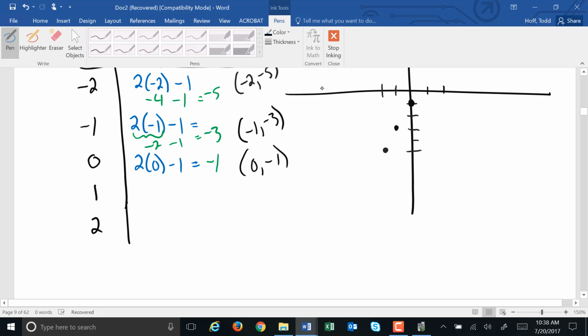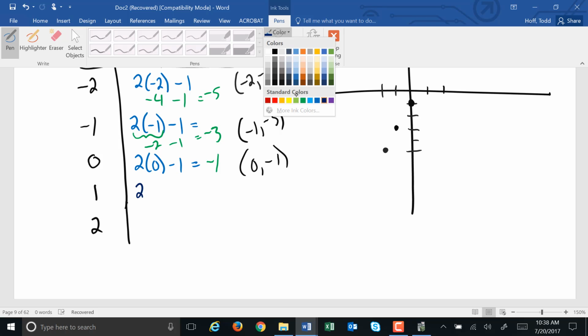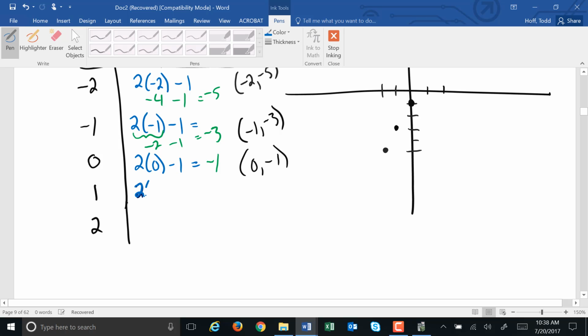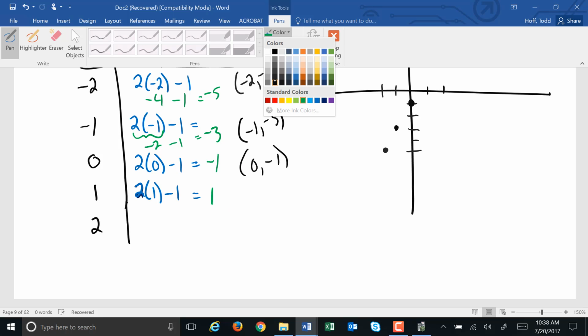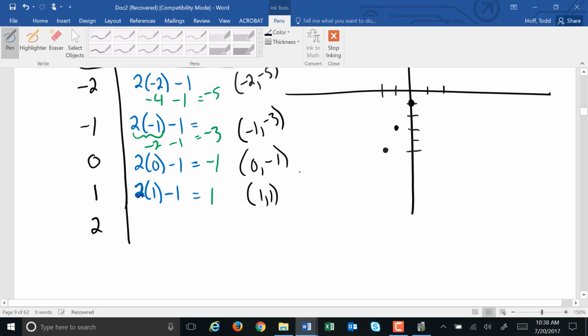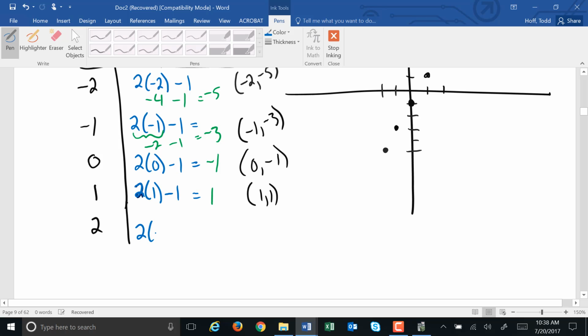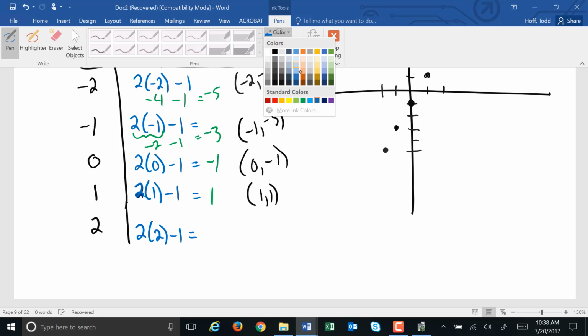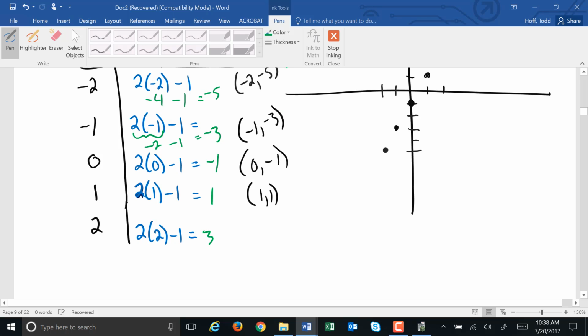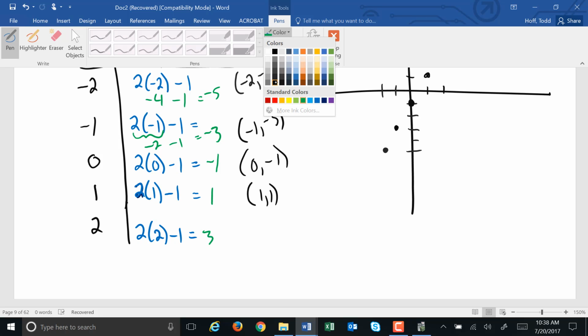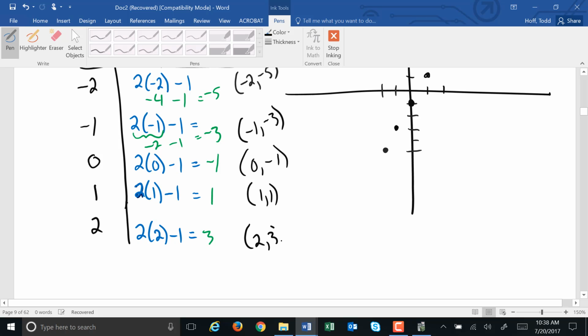When x is 2, y is 2 times 1. When x is 1, I should say, y is 2 times 1 minus 1. What's 2 times 1? 2. Minus 1 is 1. So when x is 1, y is 1. So we've got 1, 1 there. And finally, when x is 2, y is 2 times 2 minus 1, which is 3. 2 times 2 is 4, minus 1 is 3. So when x is 2, y is 3.